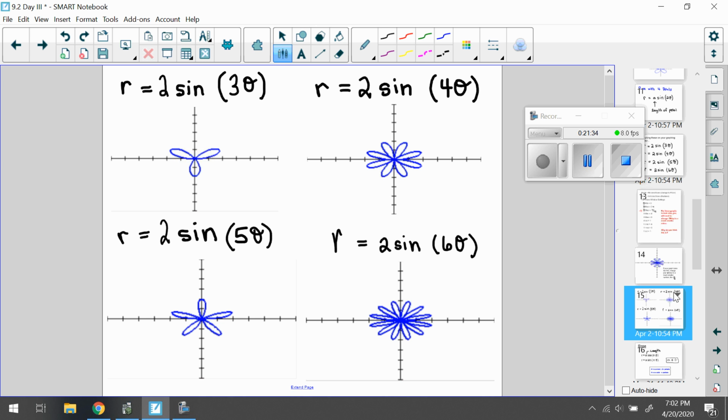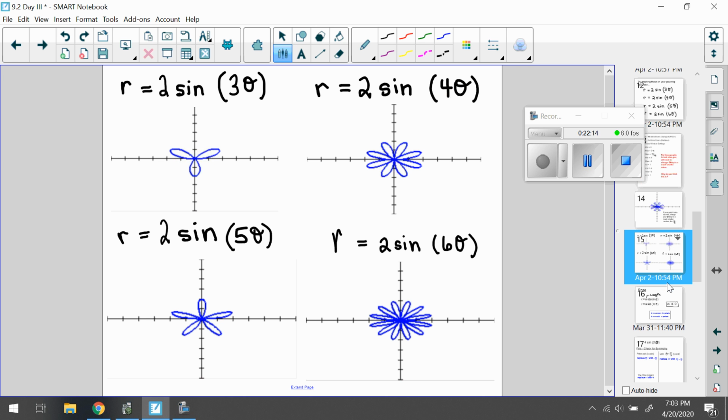So anyways, what we're noticing here is that the inside number affects how many petals we have. Now, you do want to be careful though. There's a difference depending on whether the number's even or odd. If the number on the inside is odd, you'll notice that that number corresponds with how many petals. So a 3 is going to have 3 petals, a 5 will have 5 petals. We could guess that a 7 would have 7 petals, and so on. But if that inside number is even, it actually doubles the number of petals. So a 4 doesn't mean 4 petals. A 4 means 8 petals. And a 6 doesn't make 6 petals. A 6 makes 12 petals.